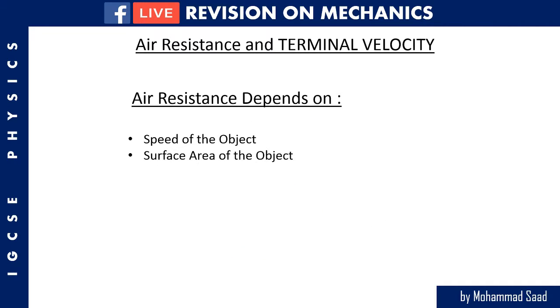Okay, so now we are going to discuss terminal velocity. Before we proceed to terminal velocity, we need to learn two factors that affect air resistance. For IGCSE, we will be learning two factors only: the speed of the object and the surface area of the object. These are the two factors that affect air resistance. There are also several more factors, but they are not included in IGCSE.